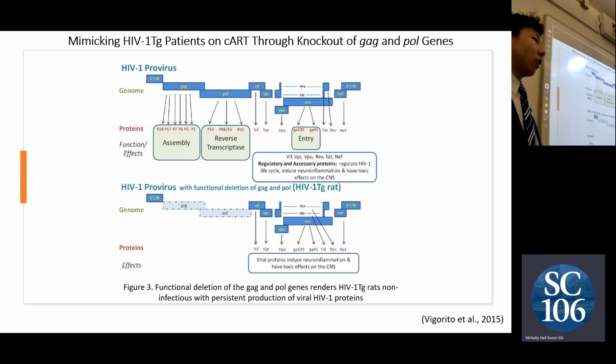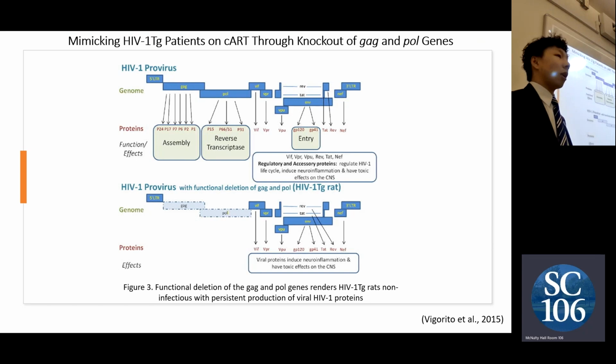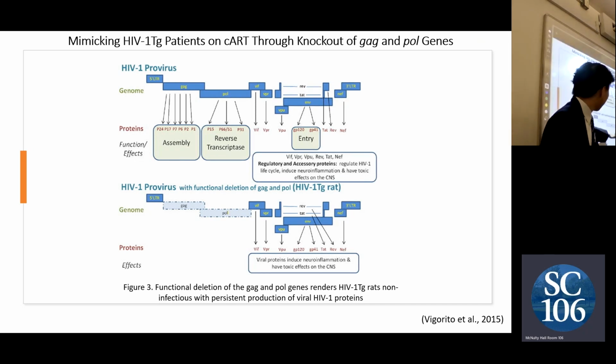The HIV transgenic rats mimic HIV patients on CART through a knockout of the gag and pol genes. By knocking out the gag and pol genes, it makes the HIV rats non-infectious, but it also allows the production of HIV viral proteins. So knocking these out removes assembly and reverse transcriptase, but the viral proteins are still made.